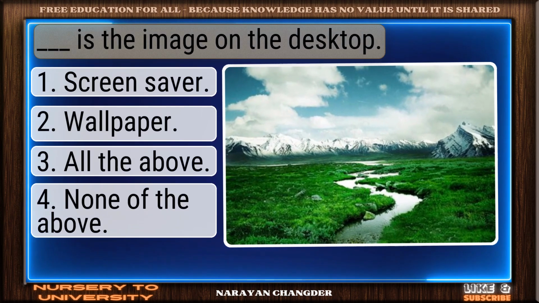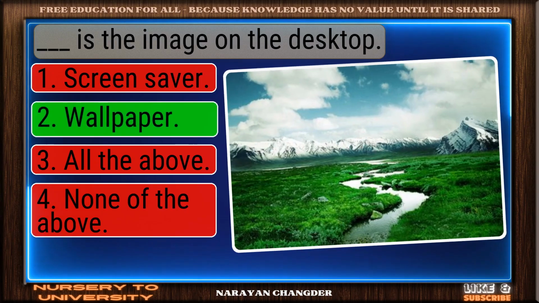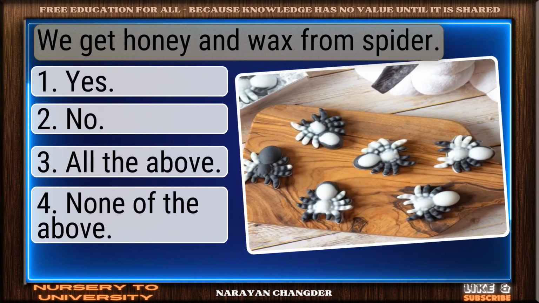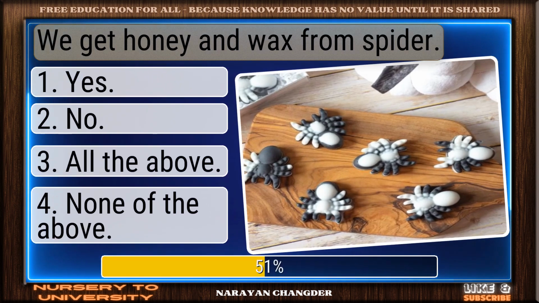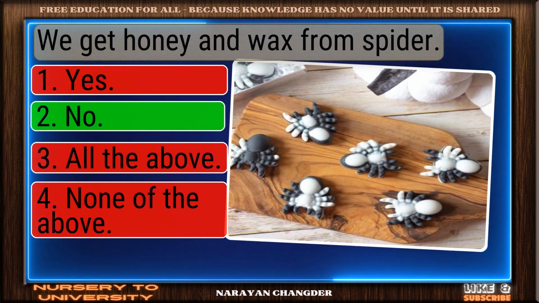Dash is the image on the desktop. Nicely done. Wallpaper is a solid answer. We get honey and wax from spider. Solid response. No is a valid choice.